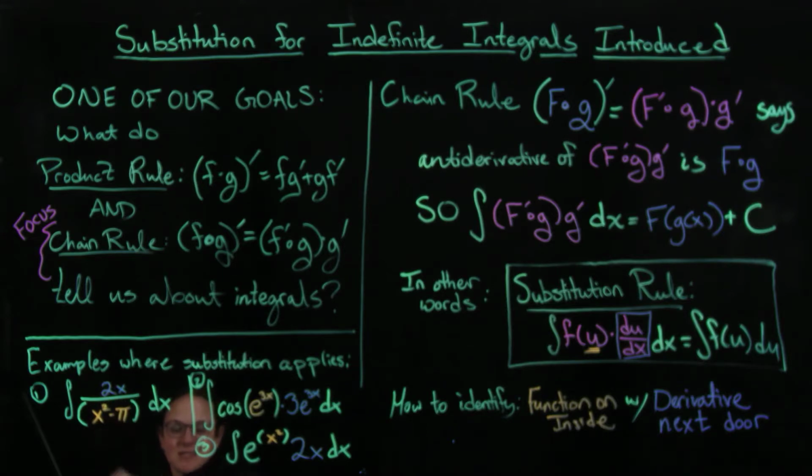Sometimes you're going to be missing these constants, and we'll deal with a few examples so that you can see. Sometimes you might be missing your constants, and then you can basically add them in. So we'll deal with that. But right, I have this function on the inside. I see its derivative next door. Function on the inside, its derivative next door. That's what substitution is going to look like, and then we'll go through some examples for you. And it's the undoing of chain rule.